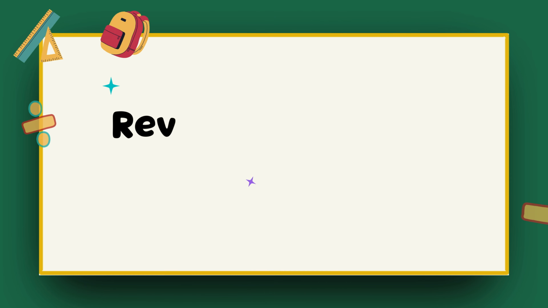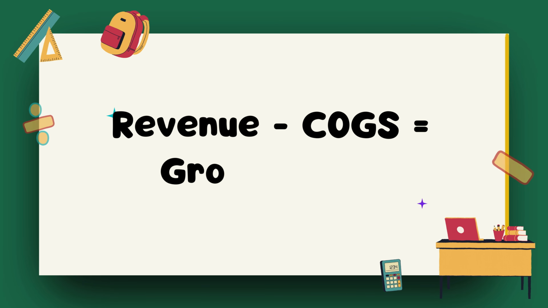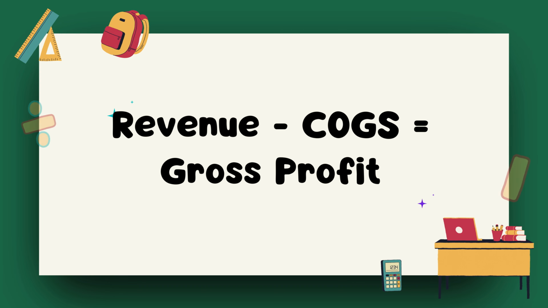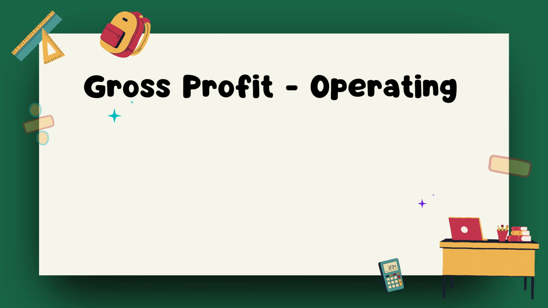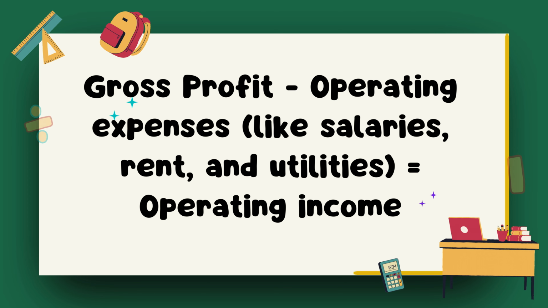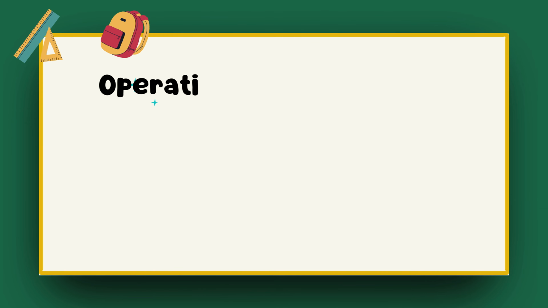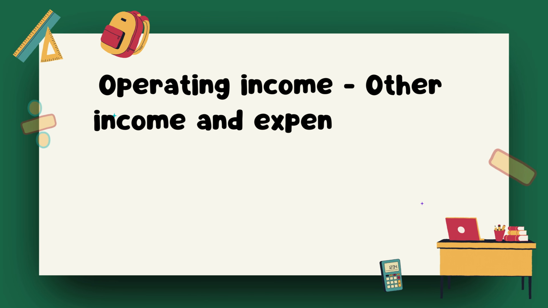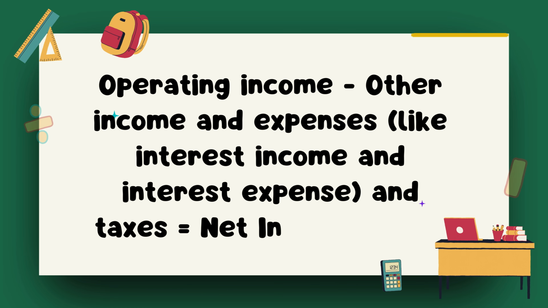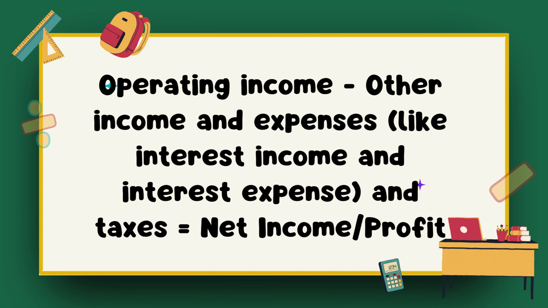The income statement typically follows a standard format. It starts with revenue, also called sales, then subtracts the cost of goods sold, COGS, to arrive at gross profit. Next, it subtracts operating expenses like salaries, rent, and utilities to arrive at operating income. Finally, it adjusts for other income and expenses like interest income and interest expense, and taxes to arrive at net income, also called net profit.